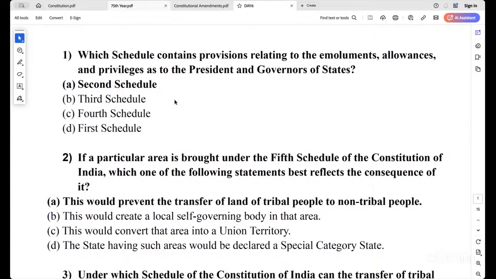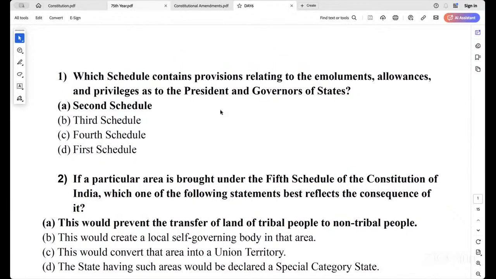Initially, how many schedules were there? Later 12. So when was the first schedule? That is when the 9th schedule was introduced. The 10th one, 52nd Constitutional Amendment Act. Okay, next up. Panchayats, that is the 11th. The 12th one. Done.